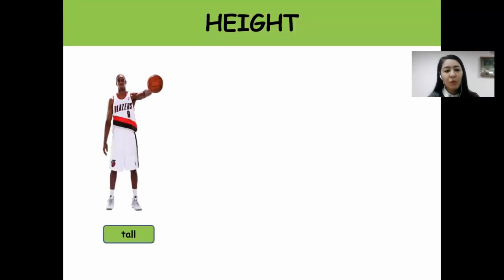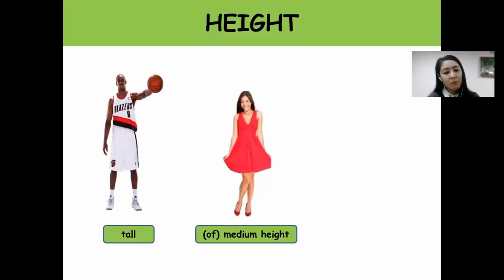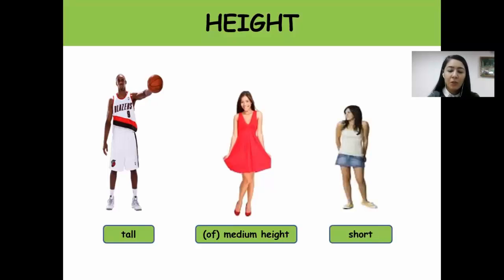So we can divide people by height. Some people can be very tall, especially as you see from this picture. People who play basketball are usually tall. Some people can be medium height, and then they can be short.